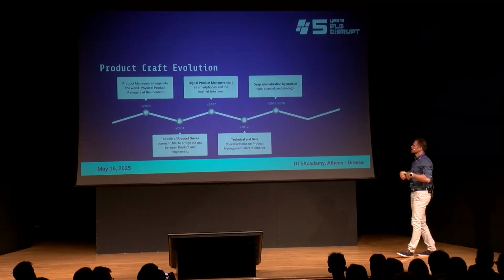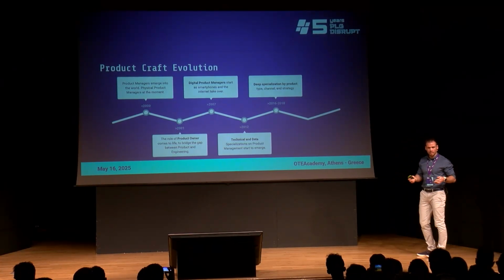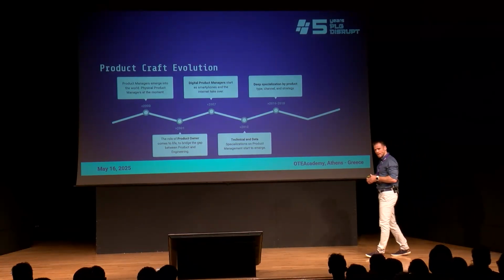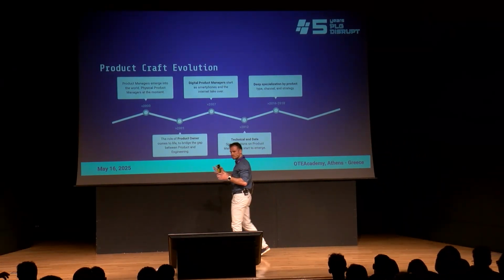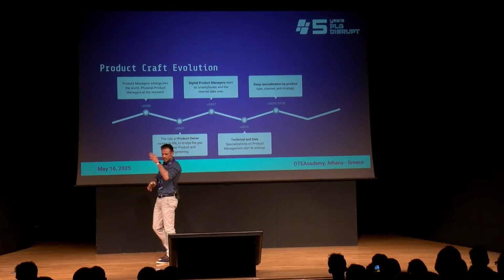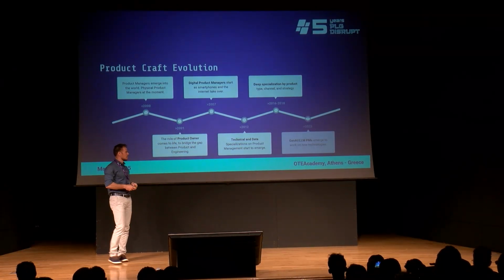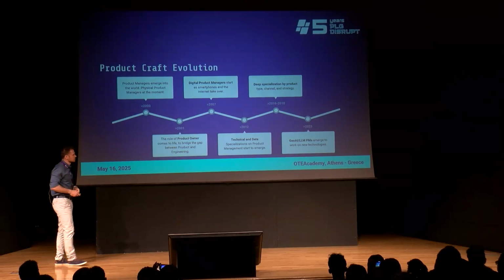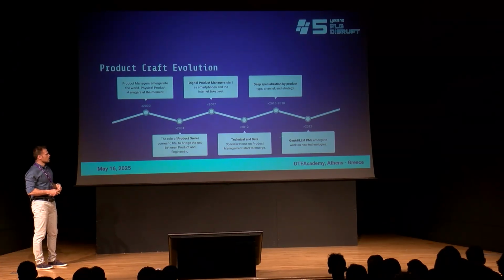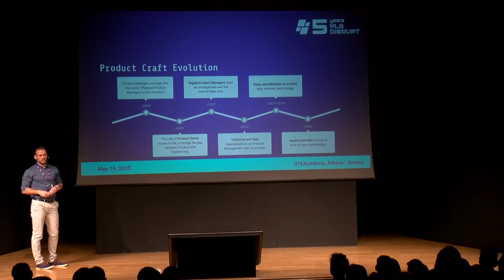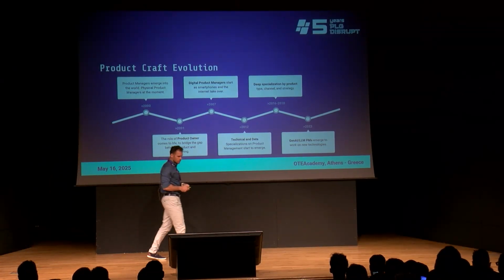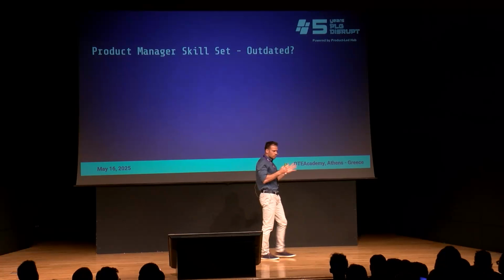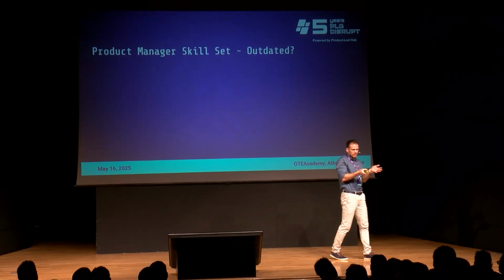And then we have deep specialization by type, by channel. You have financial product managers, banking product managers, marketing, retail. There are many vertical product managers. And then we have our era right now, which started in 2022, 23, with different specializations. So the question here is, what's the skill set? Is it outdated?